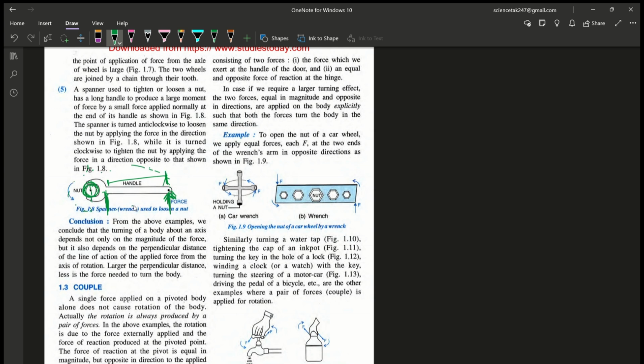Done. Now, conclusion from the above examples: we conclude the turning of a body about an axis depends not only on the magnitude of force but also depends on the perpendicular distance of the line of action of the applied force from the axis of rotation. Larger the perpendicular distance, less is the force needed to turn the body.